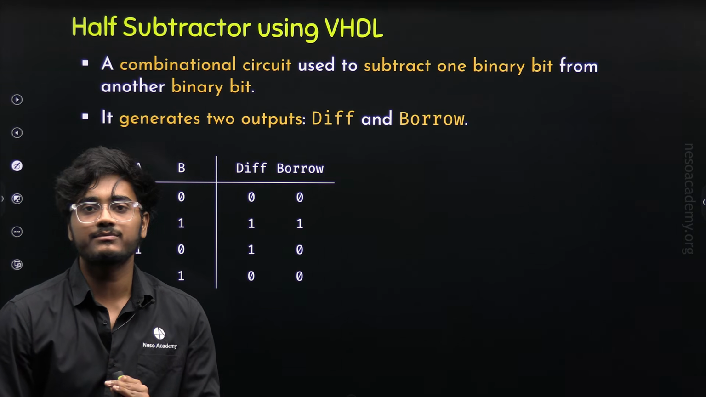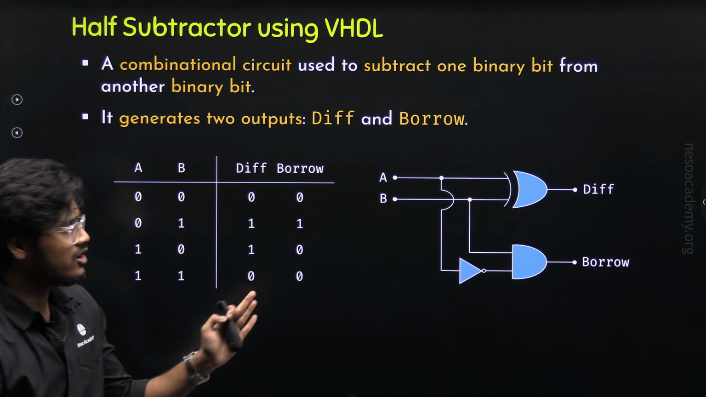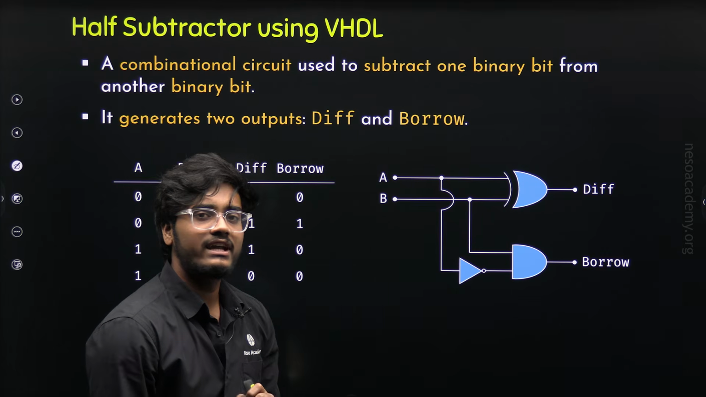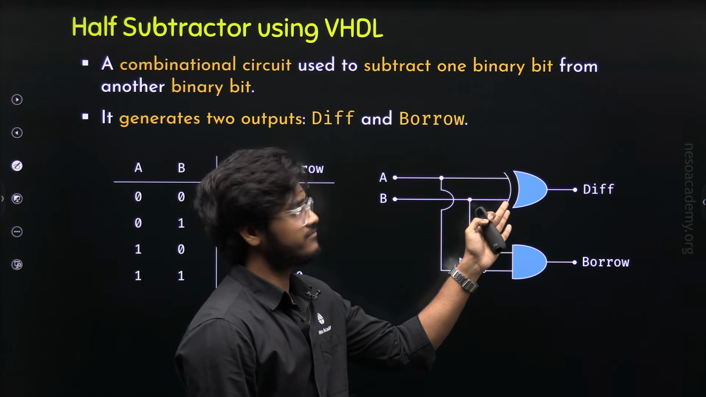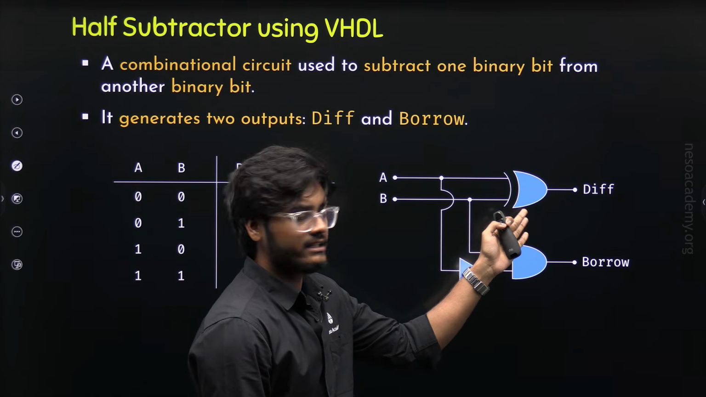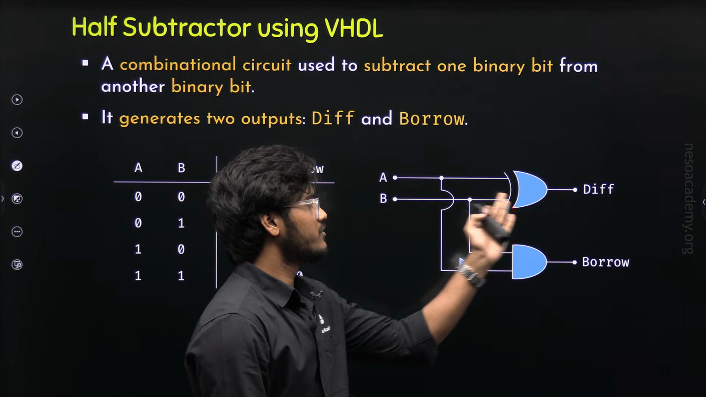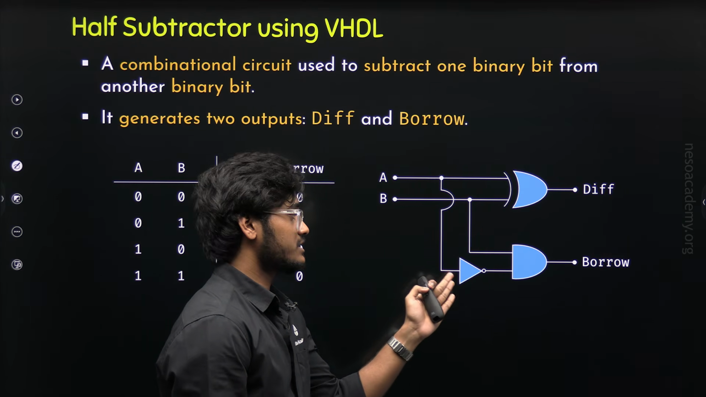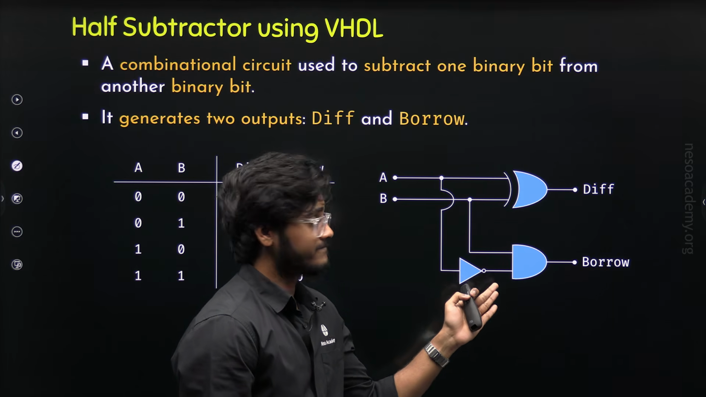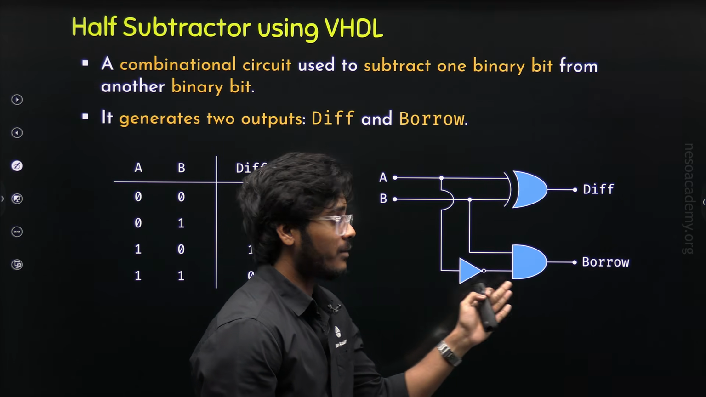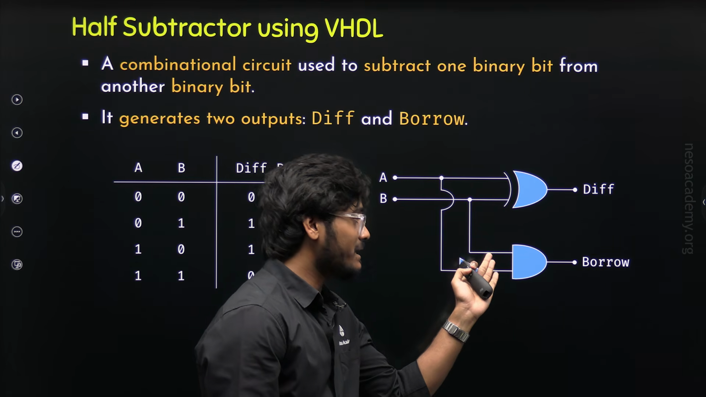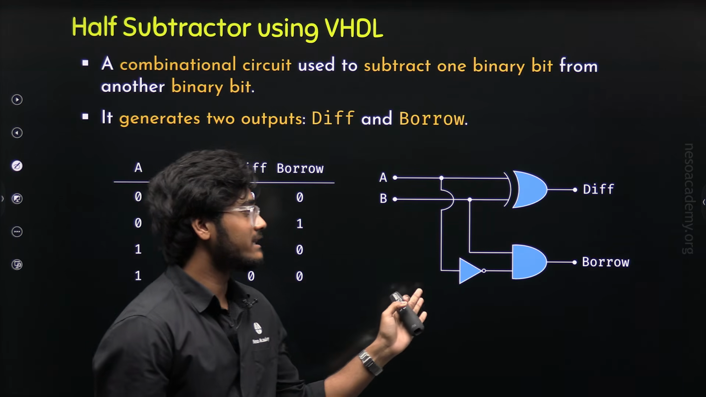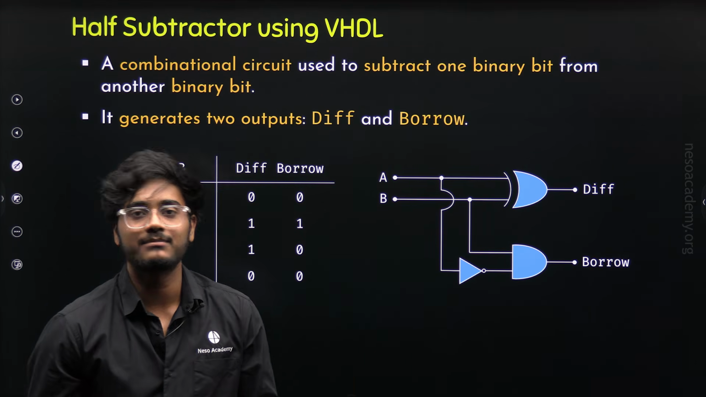Now using these two expressions, we can easily construct the logic diagram for the half subtractor. In this logic diagram, we are having one XOR gate, and the output of this XOR gate is A XOR B, which is our difference. Then we are having one NOT gate, which is generating A complement. Then one AND gate, which is performing A complement and B, which is our borrow. So, I hope you understand the logic diagram of the half subtractor.